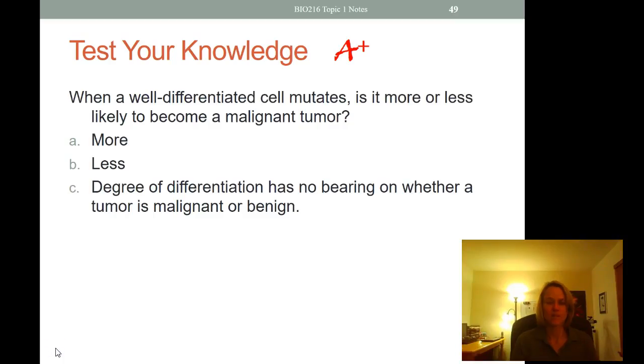Okay, test your knowledge. When a well-differentiated cell mutates, is it more or less likely to become a malignant tumor? Okay, think about that.